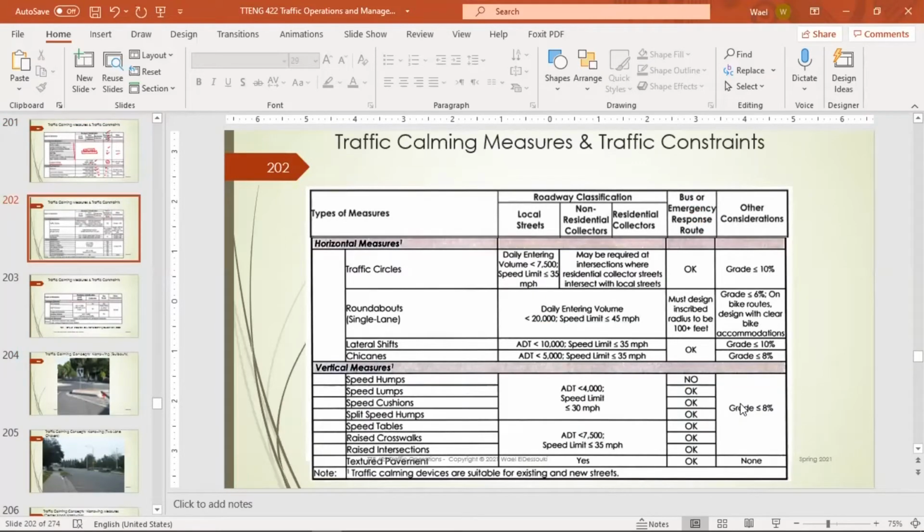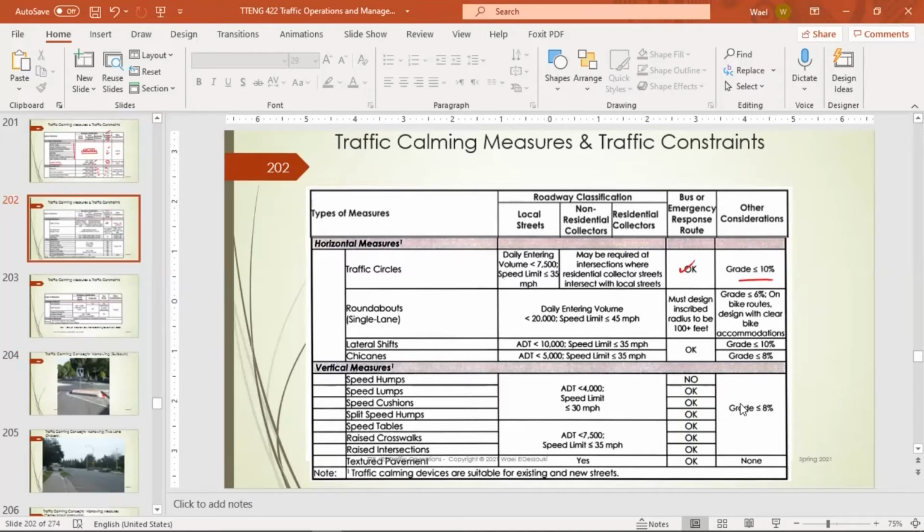For the traffic circles, for local streets, the volume must be less than 7,500 and the speed limit less than 35 miles per hour. For non-residential collectors, residential collectors may be required at intersections where residential collector streets intersect with local streets. Bus or emergency route, yes, okay, no problem. Grade less than or equal to 10%.